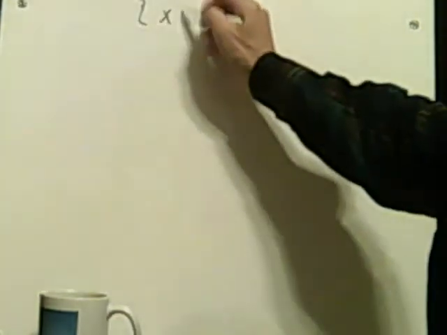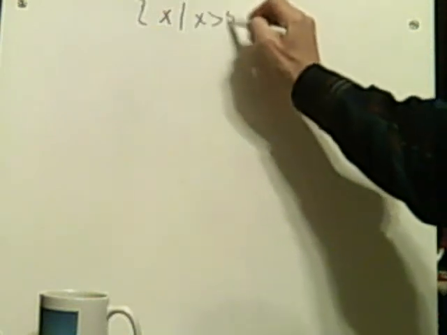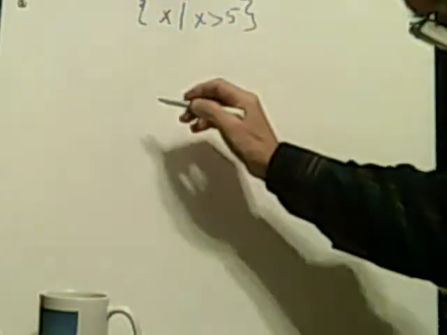x such that x is greater than 5. This is the set notation. This is the set of all x such that x is greater than 5. And they want us to graph this on a number line.